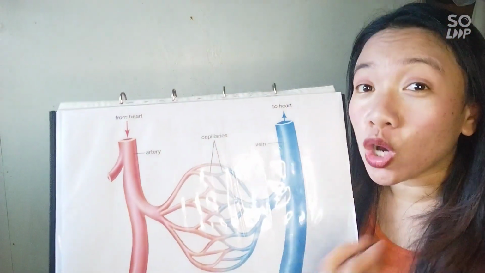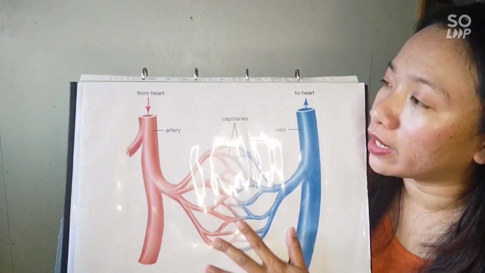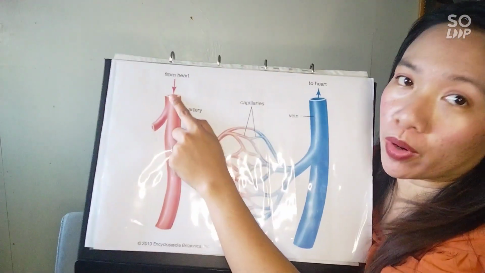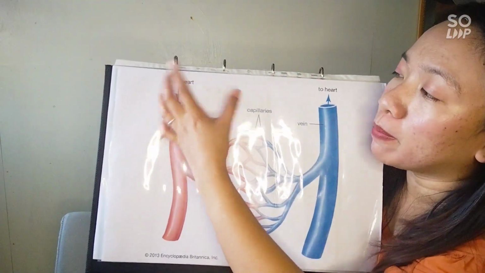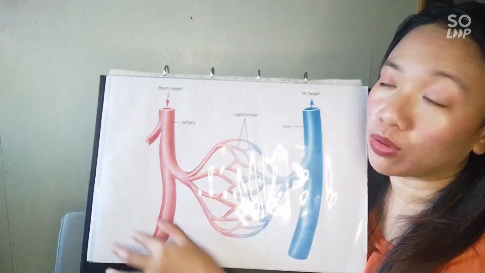nag-carry sila ng oxygen-rich blood or oxygenated blood. Ito yung from our heart. Ibig sabihin, yung mga blood na galing sa puso, sila yung nagkakandak to the rest of the body.